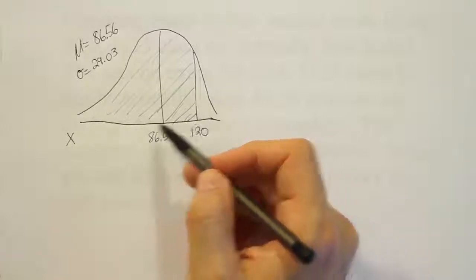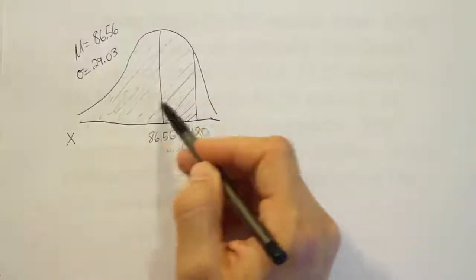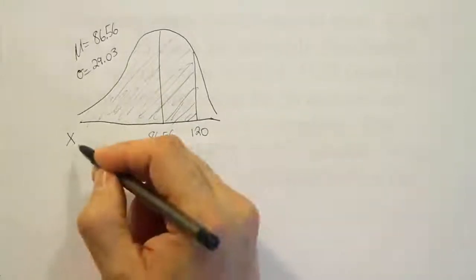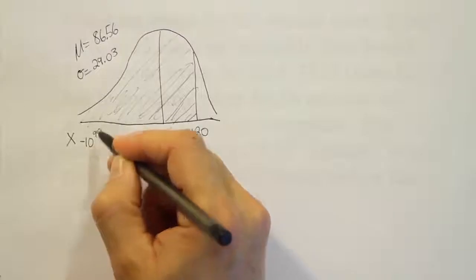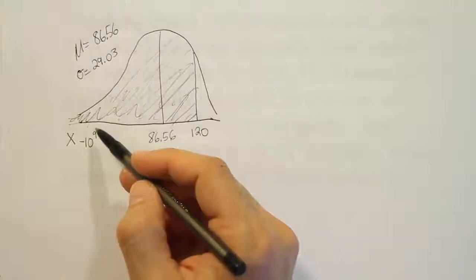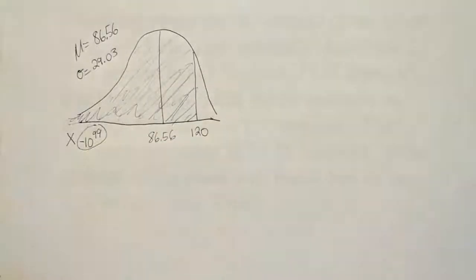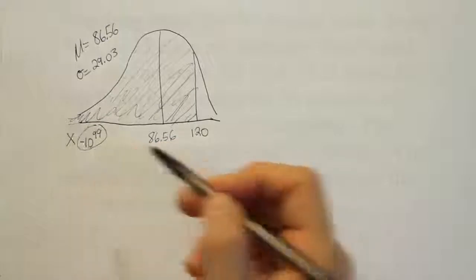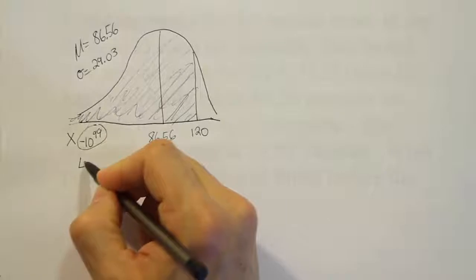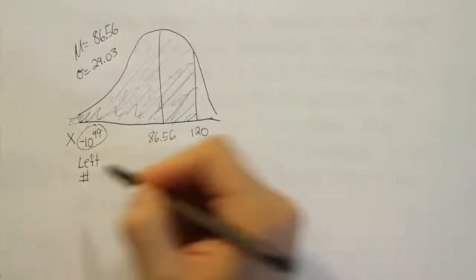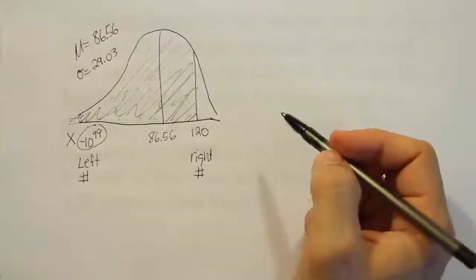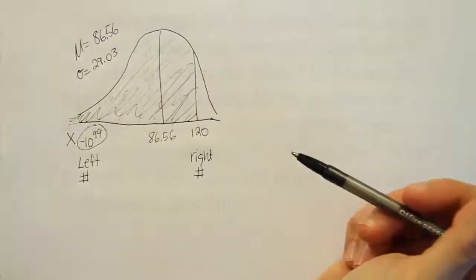So what my calculator needs from me is where the left bound begins. In other words, where does this shaded area start? Well, it starts over here at negative infinity, or negative 10 to the 99th power, so we're looking for negative 10 to the 99 in our graphing calculator to represent that negative infinity value. Then our right bound, where it ends, is 120. So we're going to call this the left number for the interval. This is the right number for the interval. And then we have the mean and the standard deviation. And that's all we need for our calculator.